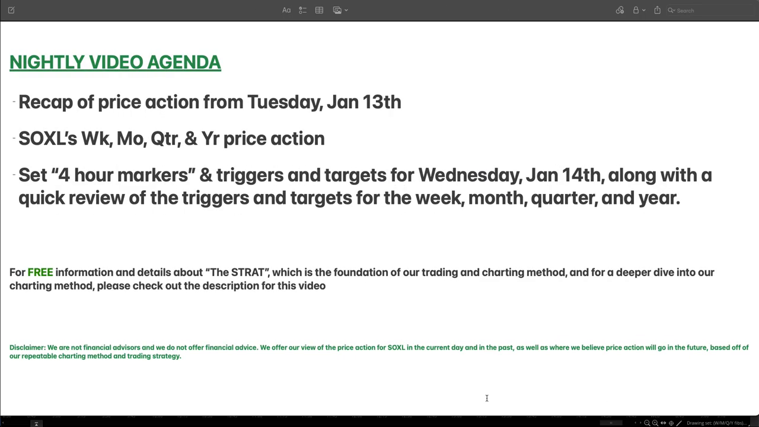Let's go ahead and check out the agenda for today. We'll recap the price action from Tuesday, January 13th. We'll zoom out like we always do, look at the week, month, quarter, and year prices, and then we will zoom in to set our 4-hour markers and the triggers and targets for Wednesday, January 14th, and we'll review the triggers and targets for the week, month, quarter, and year as well.